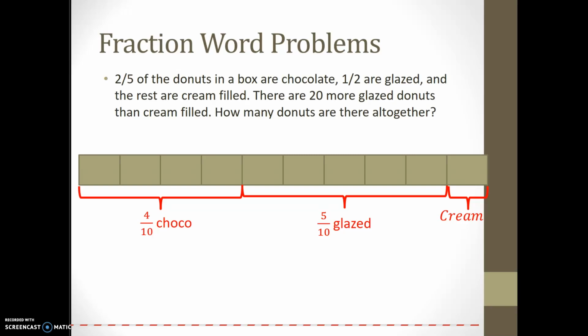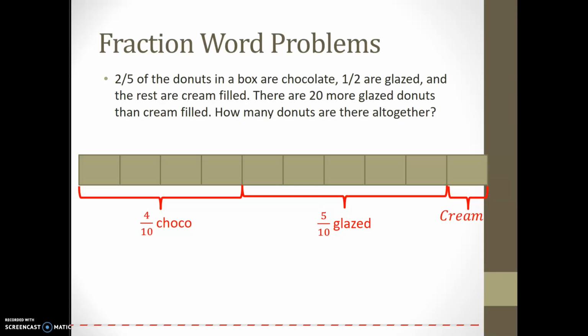So the 2/5 is going to equal 4 tenths. The 1/2 is going to equal 5/10. And you can see that I have that marked down here in my bar model. So 4/10 are chocolate. I divided my model up into tenths. 5/10 are glazed. And then it says up here in our word problem, the rest are cream filled. Okay, so since we've got 4 units over here is chocolate, 5 units is glazed, we just have 1 unit left for cream filled. It says that there are 20 more glazed donuts than cream filled.